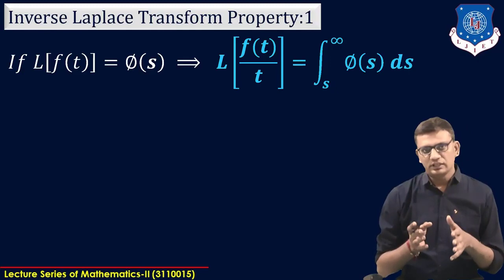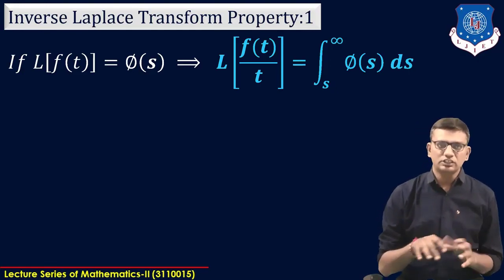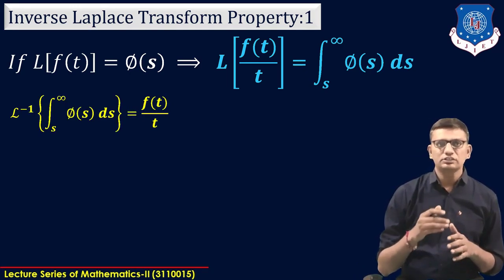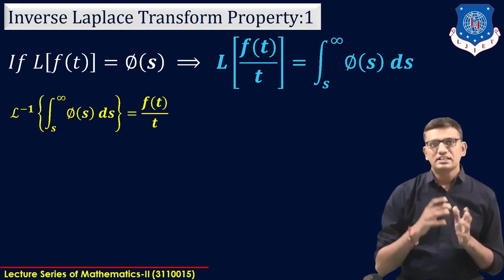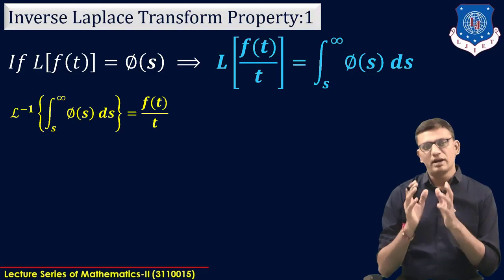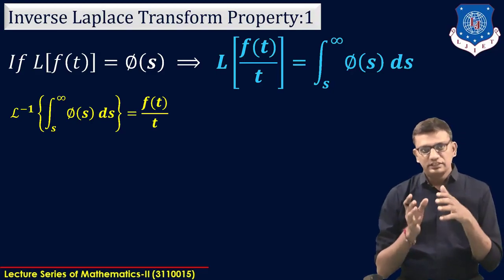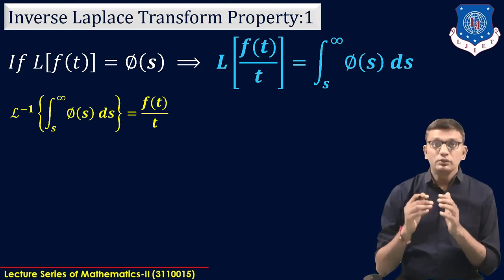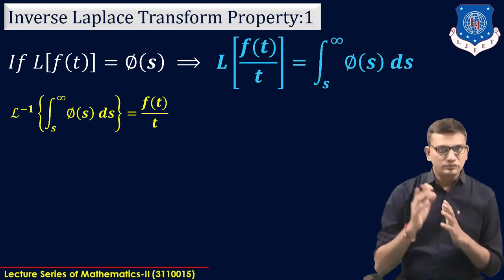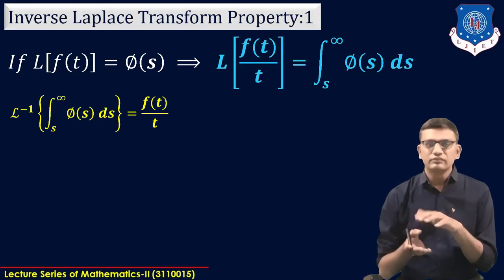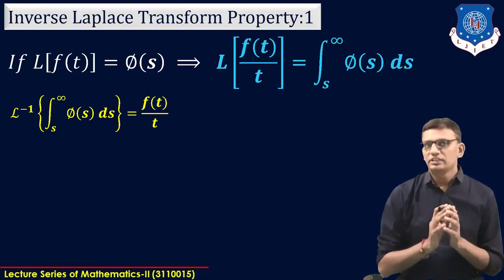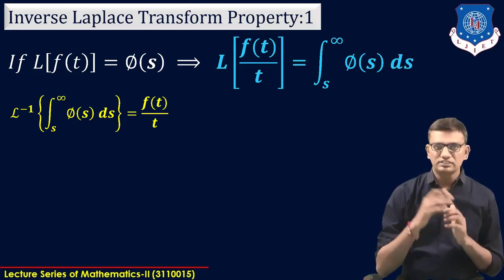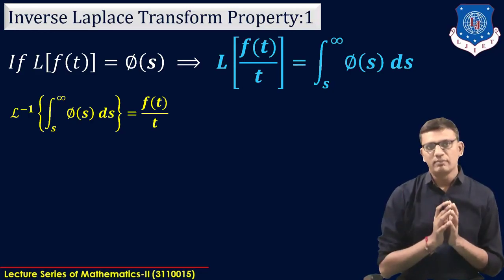Here we can convert this term into the inverse Laplace transform. Then we have inverse Laplace of integration from s to infinity phi of s ds equal to ft divided by t. That is, Laplace of ft divided by t equals integration from s to infinity phi of s ds. Then we convert into the inverse Laplace transform, and we get inverse Laplace of integration of phi of s ds equal to ft divided by t.